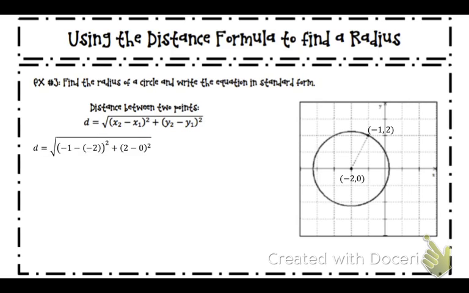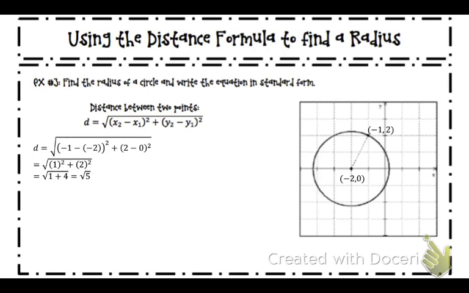You're just going to call one x1 and the other one x2. So I said that x1 was negative 2, x2 was negative 1, and y2, they have to correspond, so y2 was 2 and y1 was 0. So that's going to be the square root of (negative 2 minus negative 1) squared plus (2 minus 0) squared. Well, negative 1 minus negative 2 is 1. So 1 squared, and 2 minus 0 squared is 2 squared. So that's 1 plus 4, which is the square root of 5.